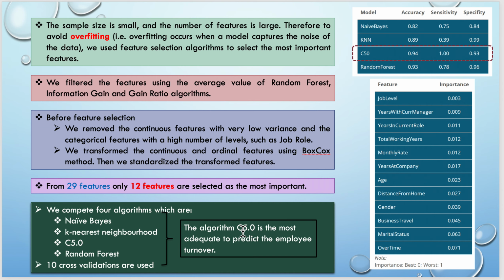As you can see towards the right, job level, years with current manager, years in current role, etc. From 29 features, only 12 were selected as the most important, and we computed 3 algorithms, which are naive Bayes, k-nearest neighbors (KNN), C5.0, and random forest. 10-fold cross validation was used as well.